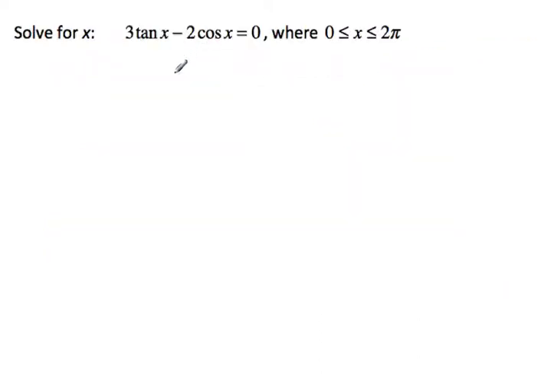Let's look at one more example that combines features of the previous two that we looked at. We're asked to solve for x, where 3 tan x − 2 cos x = 0, and x is once again between 0 and 2π radians inclusive. Now, because we know we want to get everything in terms of a single function, let's rewrite the tan x as sin x over cos x. And then we have −2 cos x, as in the original equation, equals 0.